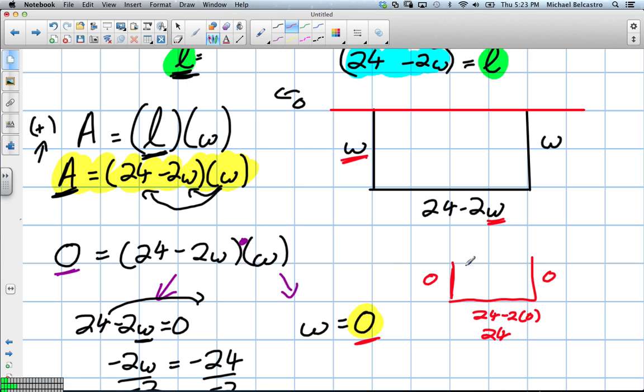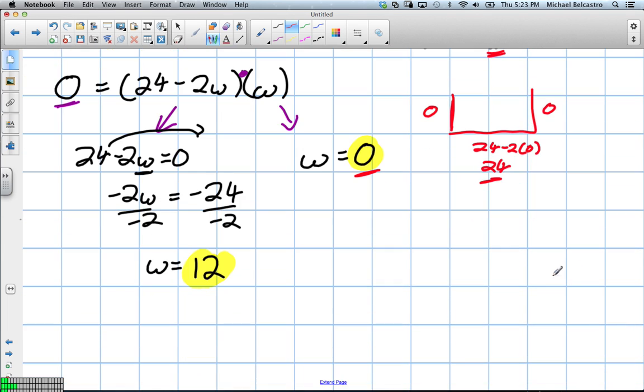Well, you can't have a width of the garden be 0. If this was 24 meters long, it would just be a straight line. We haven't made a garden. So we know 0 is too low. Our other one was saying a width of 12.